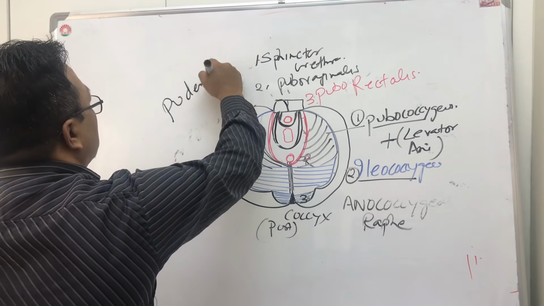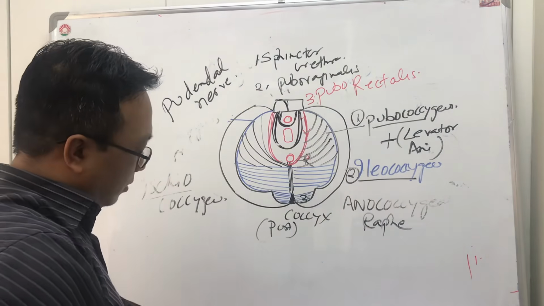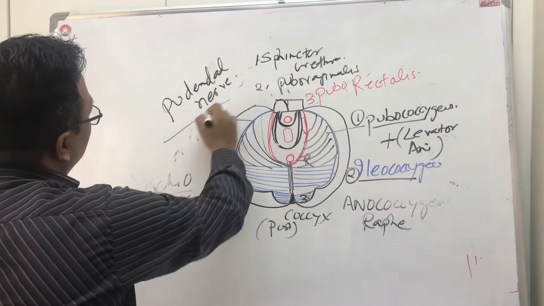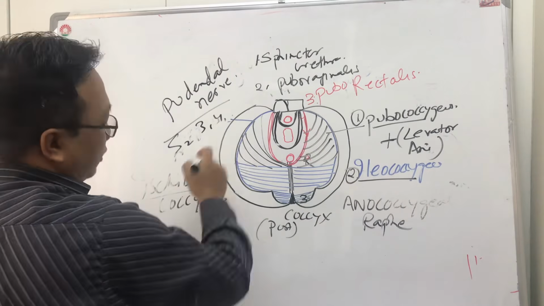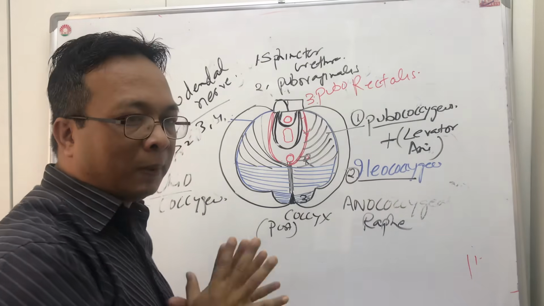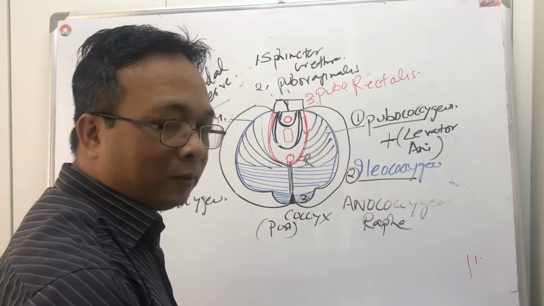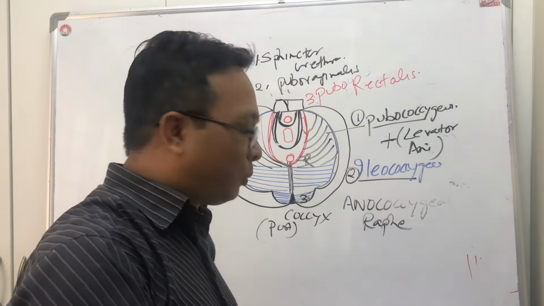Pudendal nerve. Okay, it is supplied by the pudendal nerve, which comes out of sacral 2, 3, 4 of the spinal cord. So this is about the pelvic diaphragm. This is the pelvic floor, or pelvic diaphragm. Now we come to the supports for the uterus, so that we can know what uterine prolapse is.